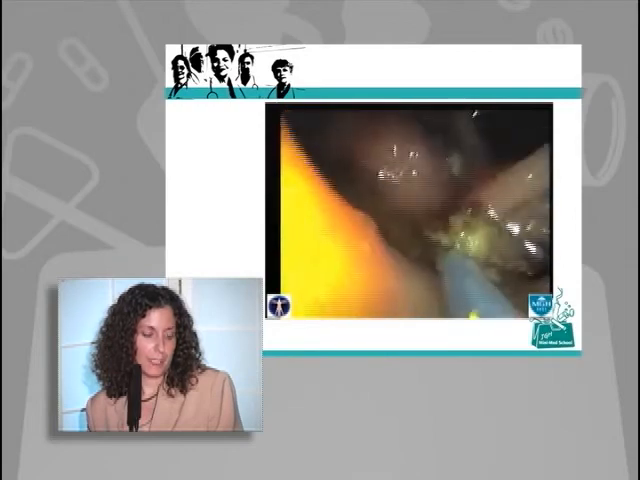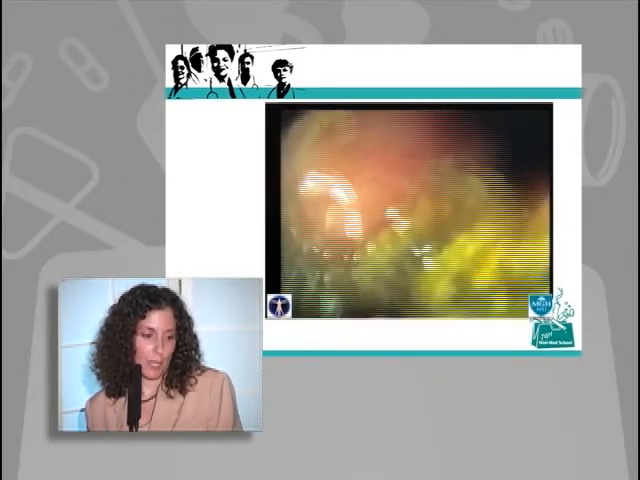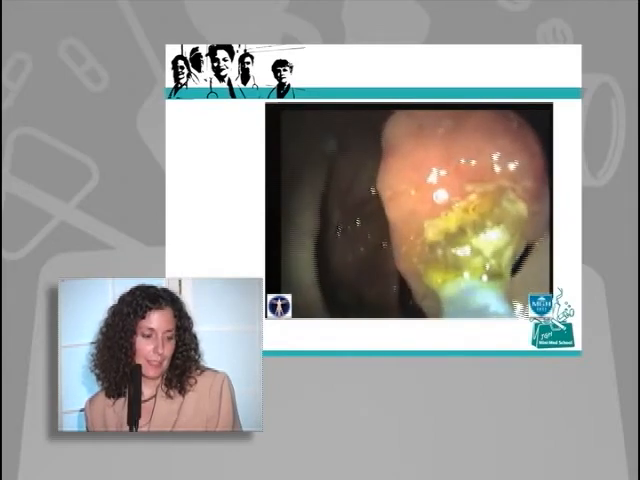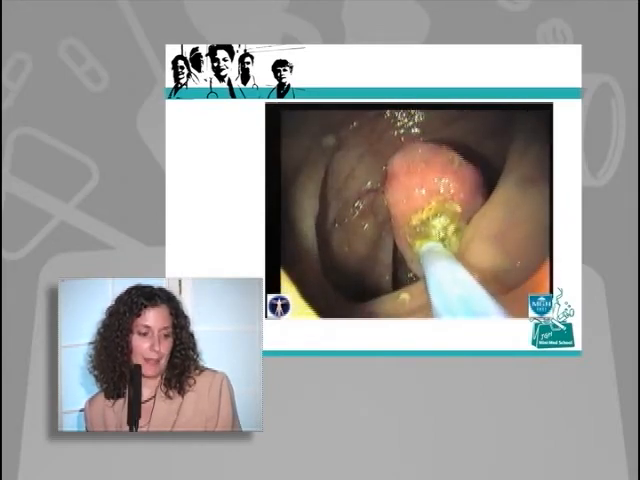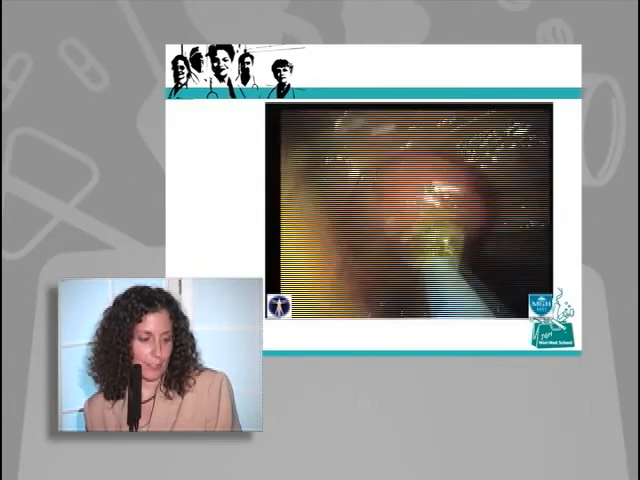This is another polyp that's being retrieved at the hepatic flexure. It's a significantly larger polyp, probably about 1.5 centimeters. This one will need to be grabbed with a snare to be brought out, or a basket will have to be put around it to bring it back out to retrieve it.